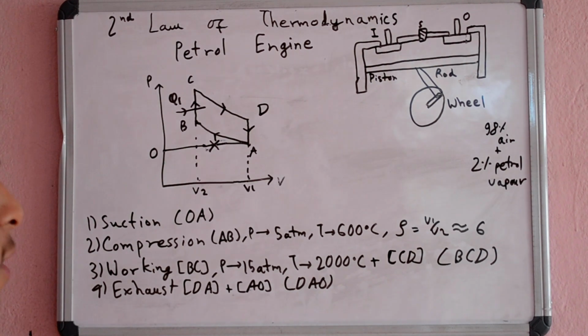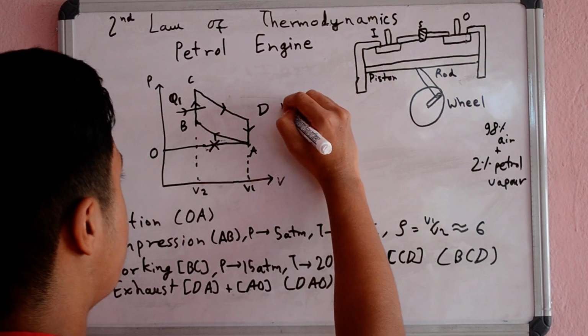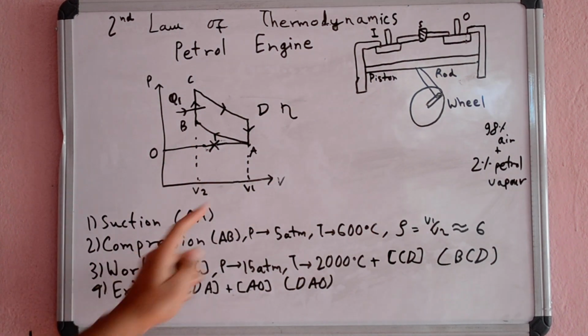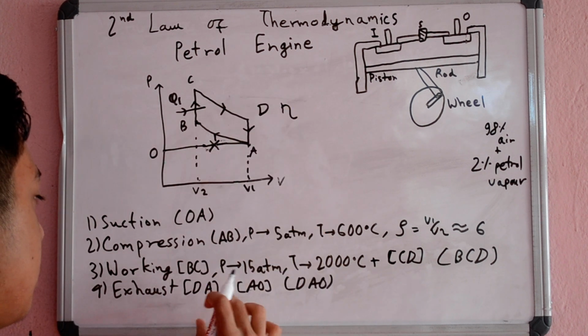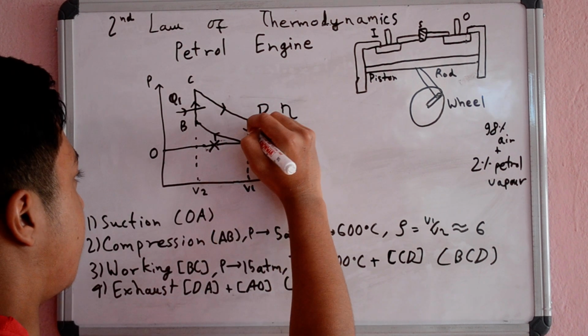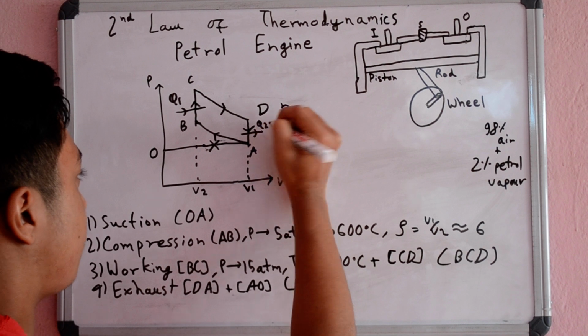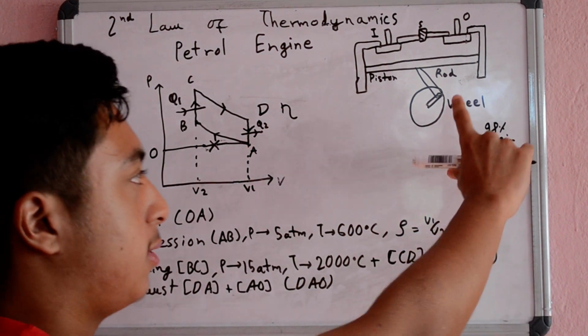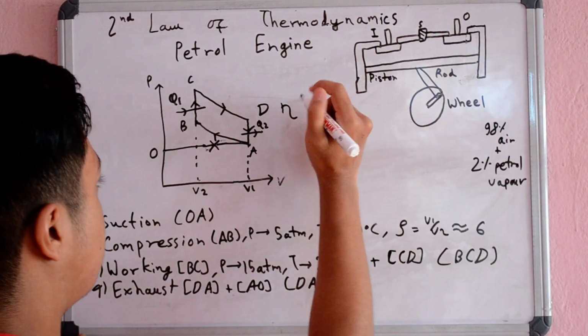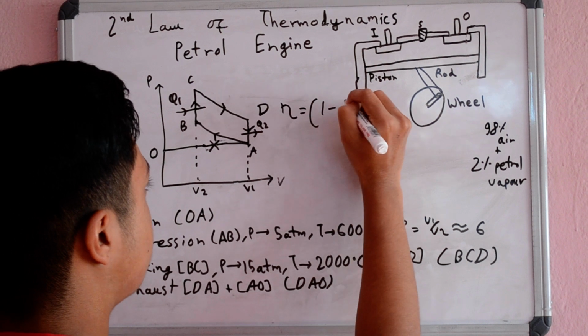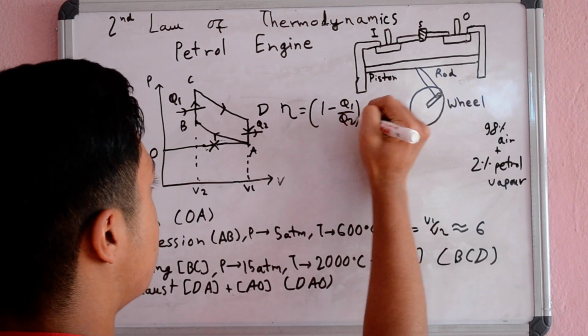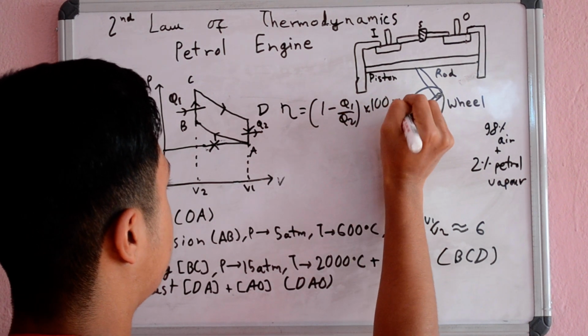Now let's talk about the efficiency of a petrol engine. We have the efficiency formula. Oh sorry, at the exhaust stroke at point DA, it loses heat Q2 because the working substances exit from the system. So efficiency is 1 minus Q2 by Q1, into 100%.